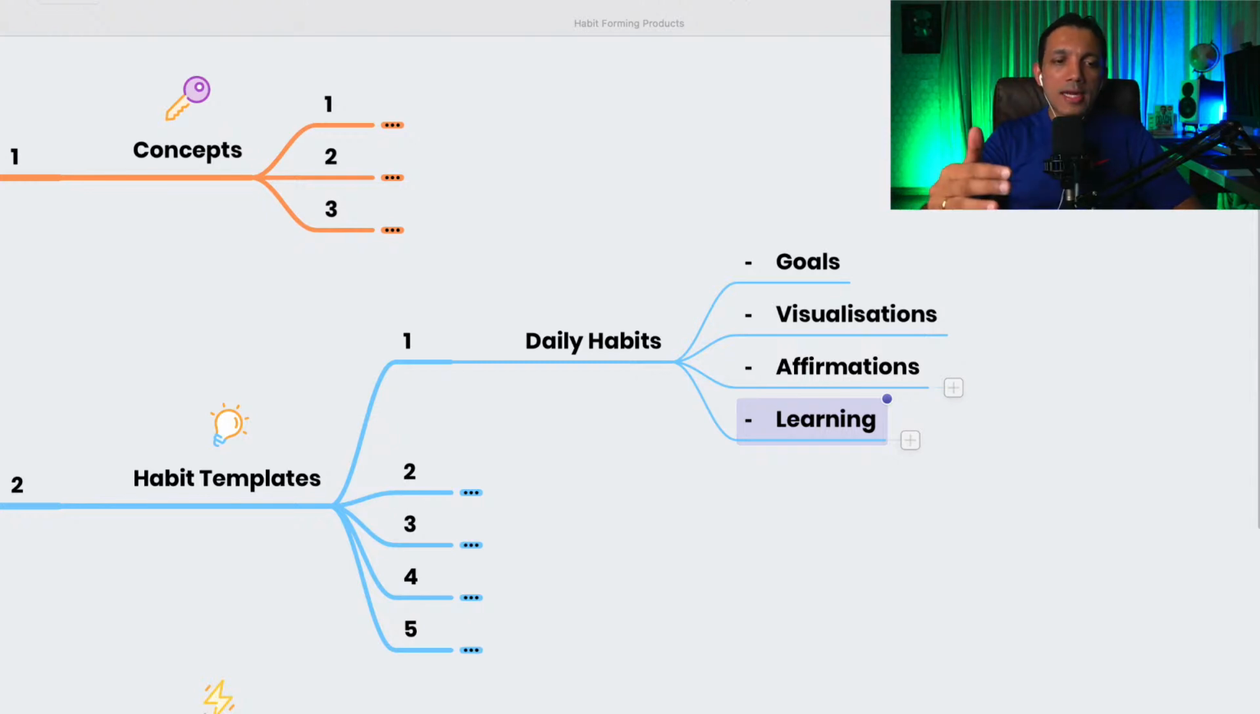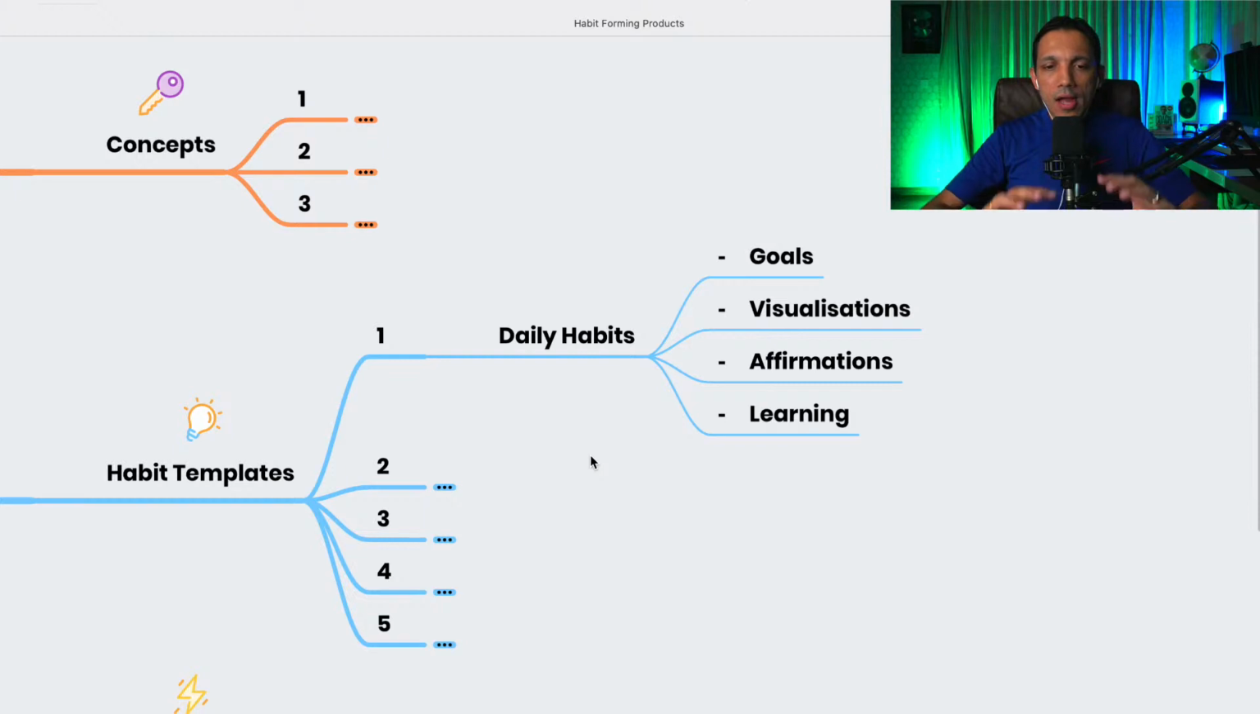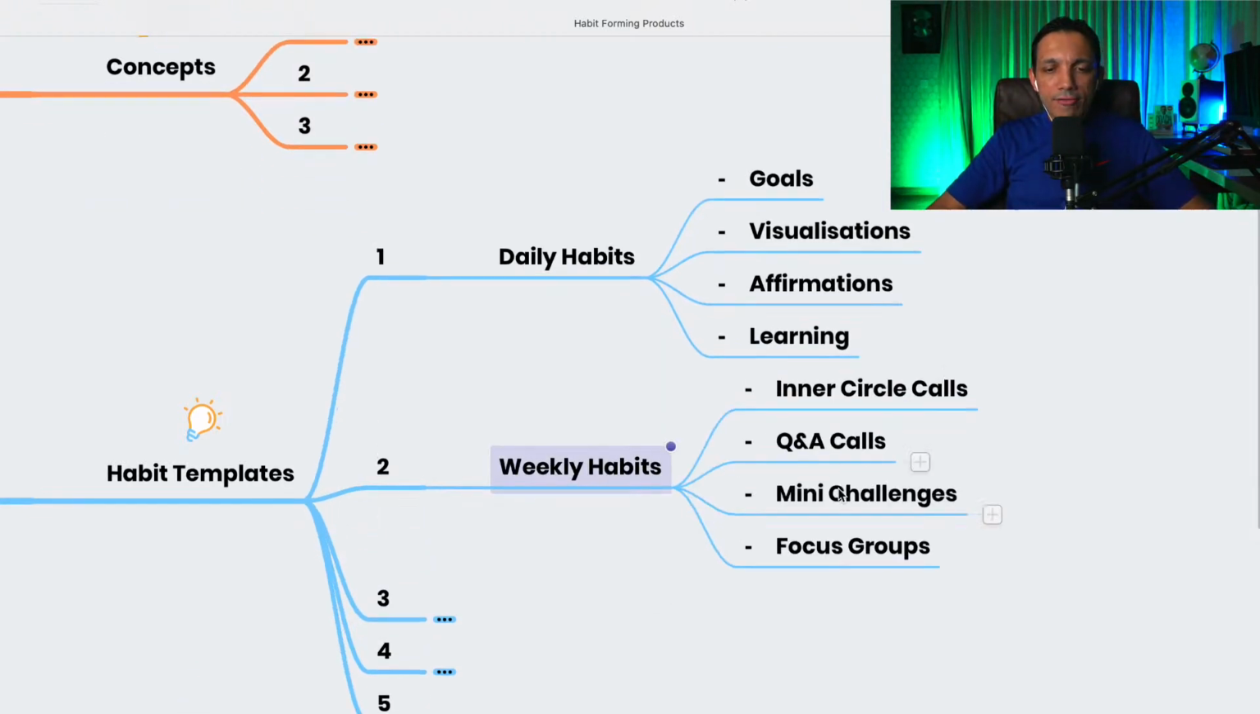So when you are getting people into your community, number one, you can install daily habits that can actually change their whole pattern of lifestyle itself. Okay. Then what you can do is you can focus on weekly habits. So every week, here are a few ideas.